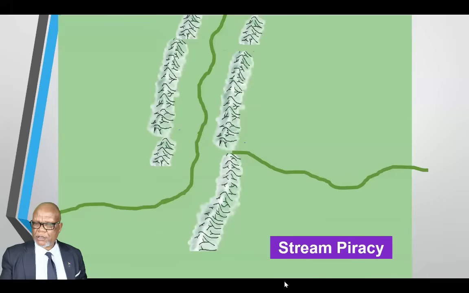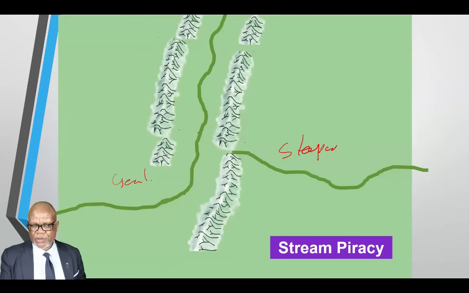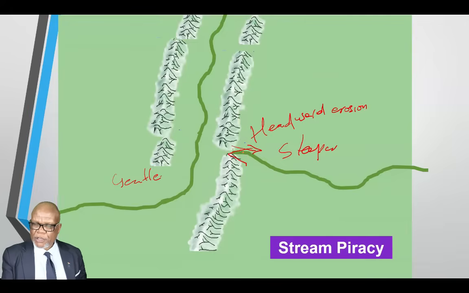We have two rivers. This river is flowing on a steeper gradient, and this one is flowing on a gentle gradient. Now, when this river flows in this direction, what do you call this process? We call it headwater erosion. What is headwater erosion? This water is flowing in this direction, but erosion is taking place in the opposite direction.